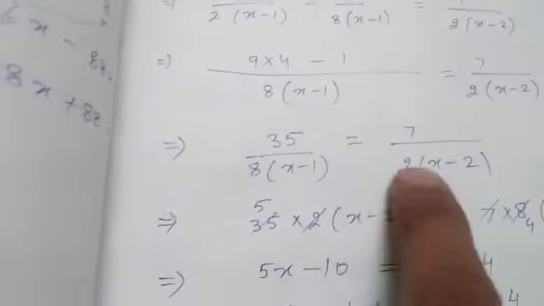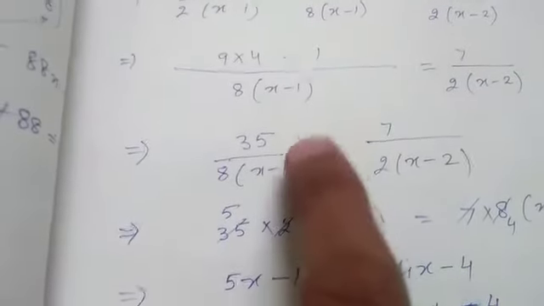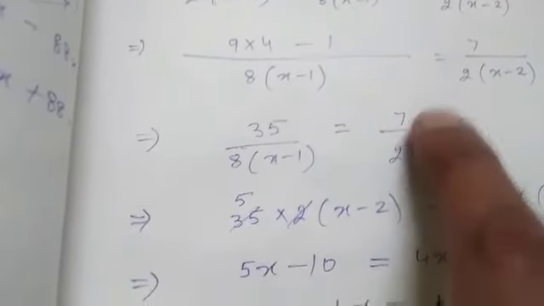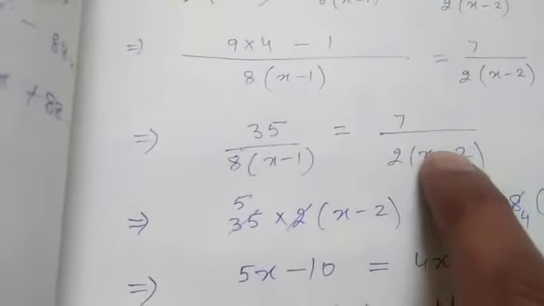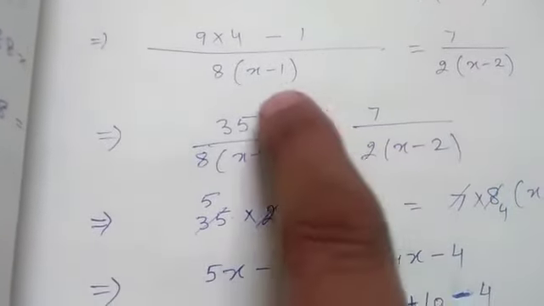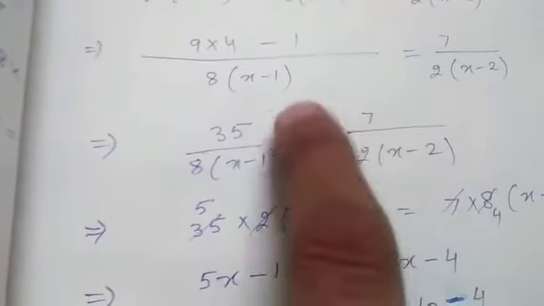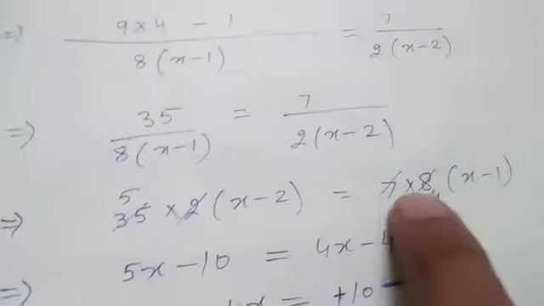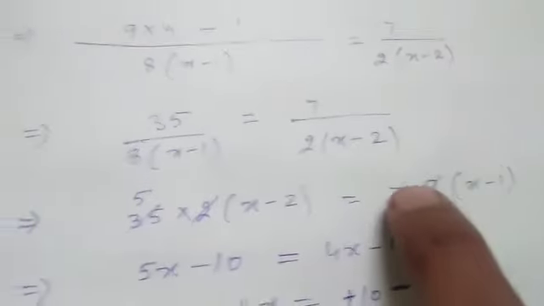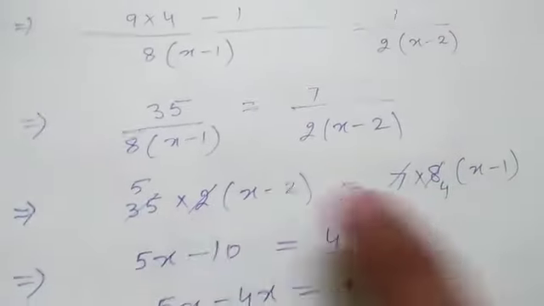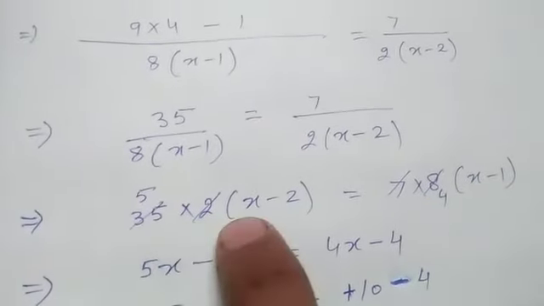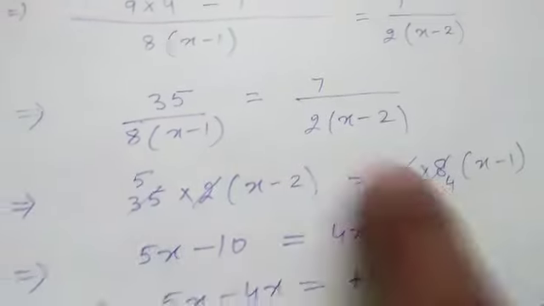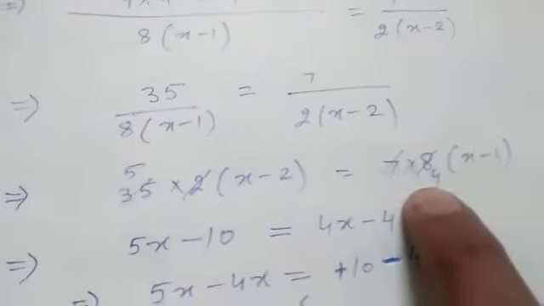Now cross multiply. This into 35 and this into 7. Because this 2 into x minus 2 is in the denominator here, if I replace this towards the left hand side, then it will be in the numerator. So 35 into 2 into x minus 2 and 7 into 8 into x minus 4. When we replace this 7 towards this side, it comes in the denominator, then it will cut: 7 fives are 35. I directly cut it. 7 fives are 35 and 2 fours are 8.